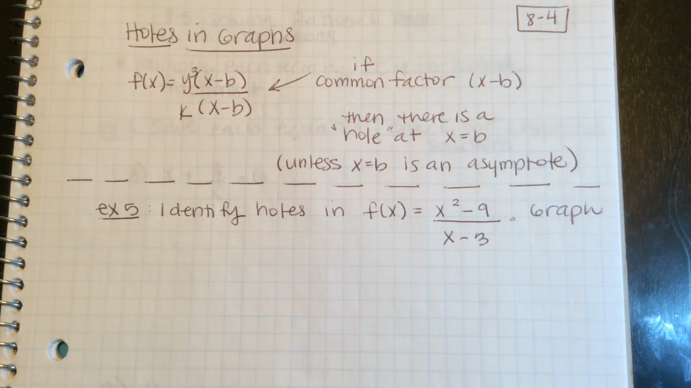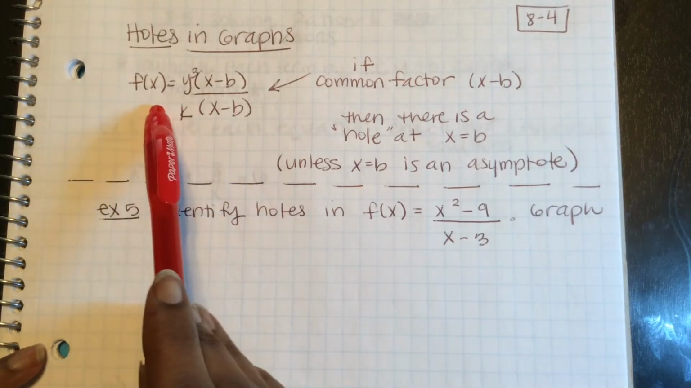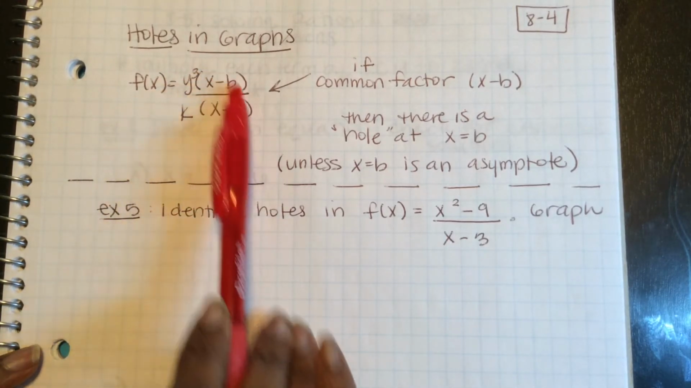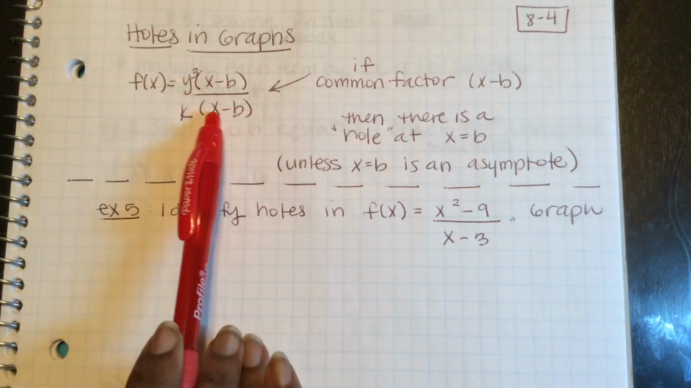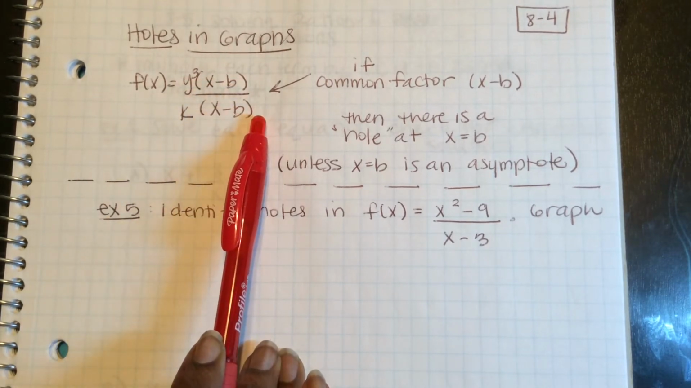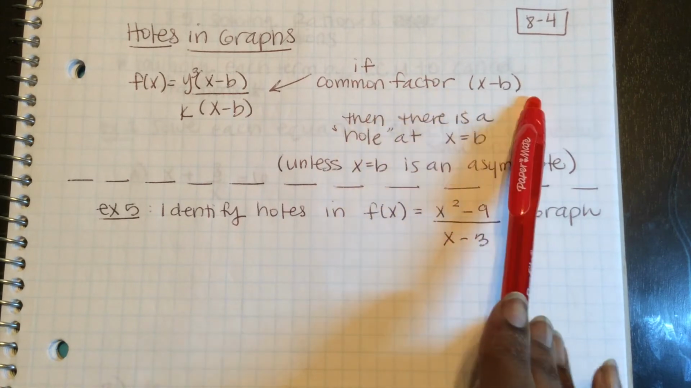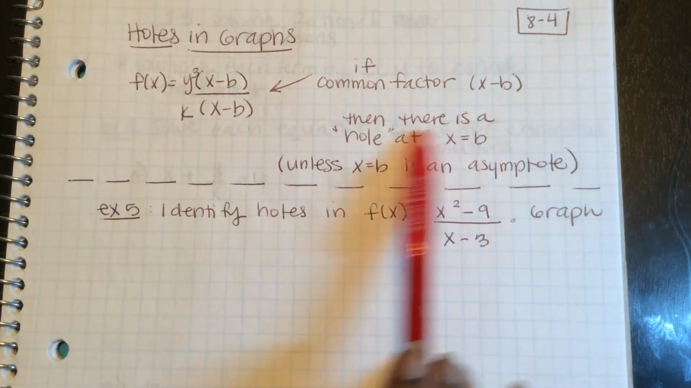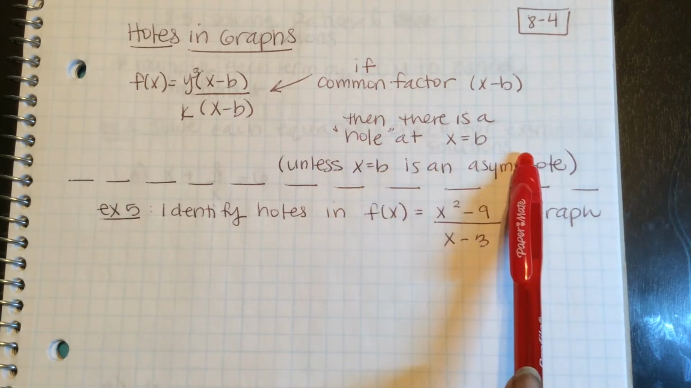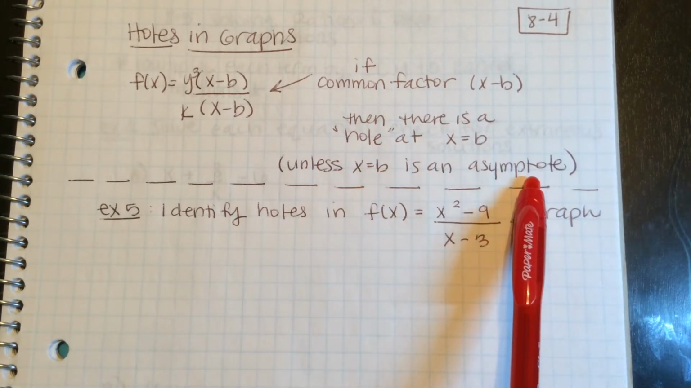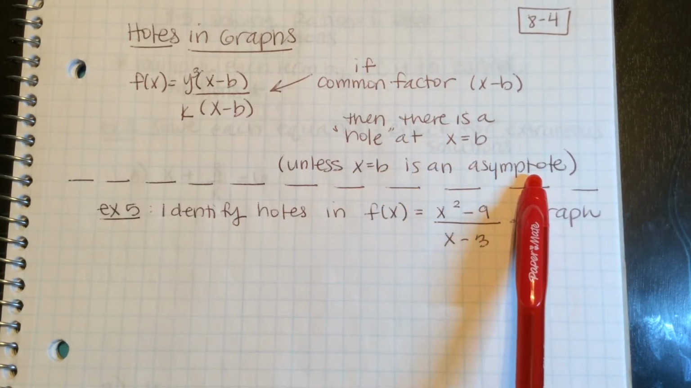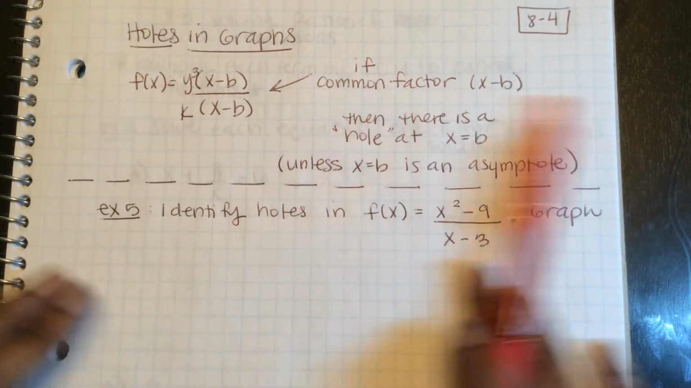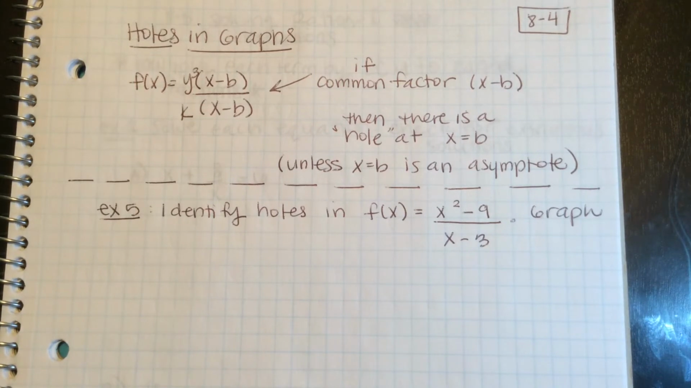So let's say we have some random function, f of x equals some function, and we have two common factors here, x minus b over x minus b. If a common factor is canceled out on the numerator and denominator, then there is a hole at x equals b, unless x equals b is an asymptote. Now, I know that was a lot to take in in that first little intro, so let me show you an example of exactly what I mean.